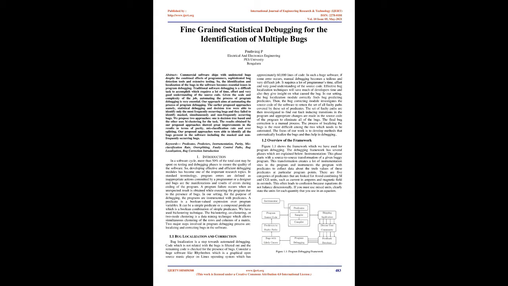Introduction. In a software cycle, more than 50% of the total cost may be spent on testing and debugging phases to ensure the quality of the software. So, developing effective and efficient debugging modules has become one of the important research topics. In standard terminology, program errors are defined as inappropriate actions committed by a programmer or a designer, and bugs are the manifestations and results of errors during coding of the program.